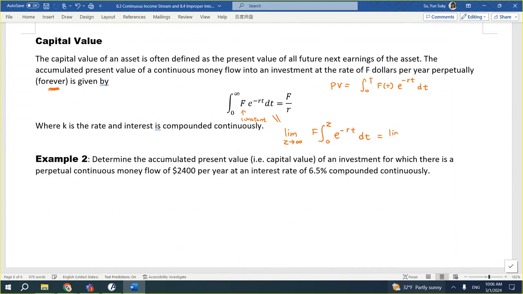So this is the limit as z goes to infinity. And now, how do you integrate e to the negative rt? E to the negative rt over negative r. Right, everybody? Now evaluate from 0 to z. Okay, so let me continue here. So it's the limit as z goes to infinity, and we have f over negative r. You plug in z, so e to the negative rz, minus, we plug in t is 0.